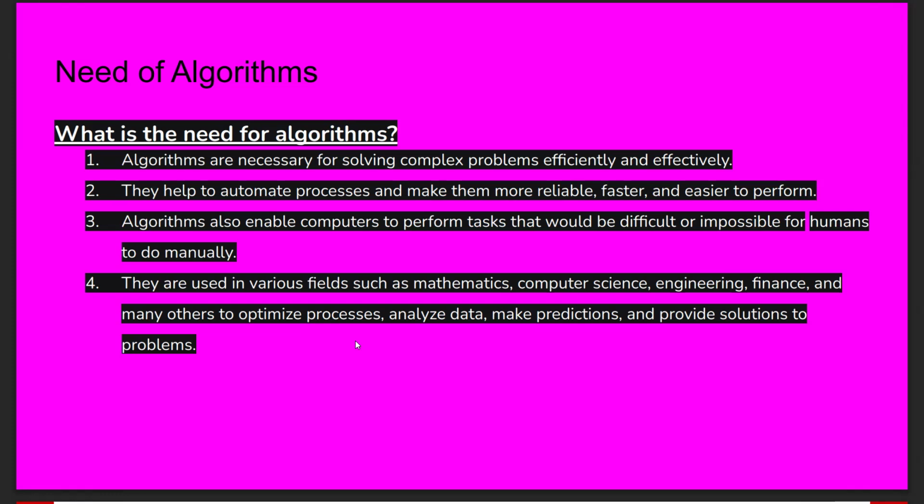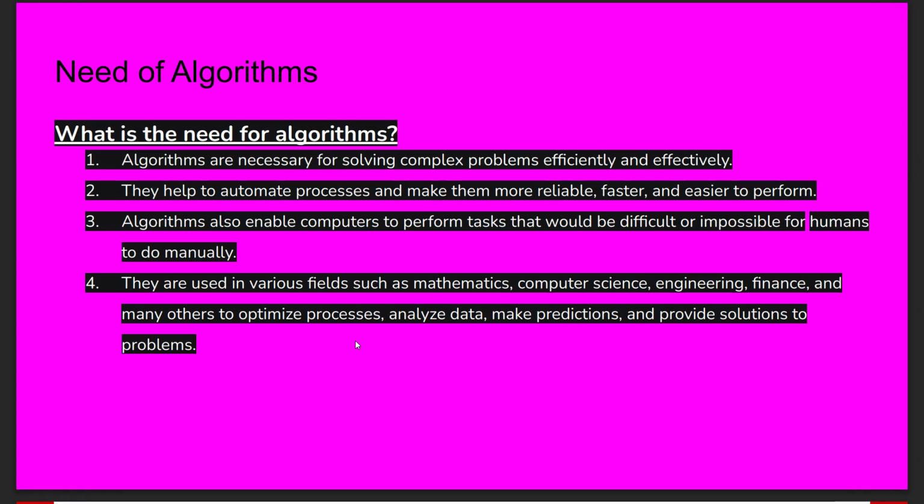Next one: they help to automate processes and make them more reliable, faster, and easier to perform. What an algorithm does is automate the process, and it also makes the process more reliable, faster, and easier to perform. By using algorithms, we can solve any problem in a faster and easier manner. So this is the second need of the algorithm.